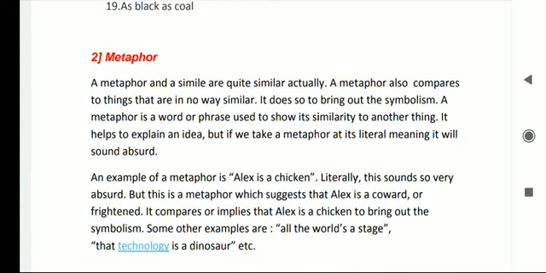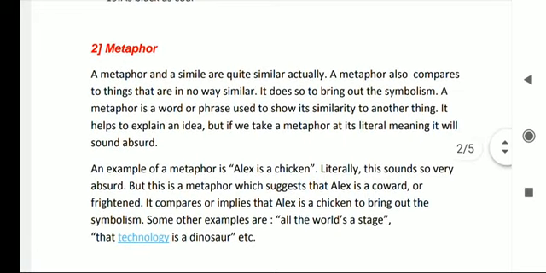This was simile. Now metaphor. Dear students, a metaphor and simile are quite similar actually. A metaphor also compares two things that are in no way similar. It does so to bring out the symbolism. A metaphor is a word or phrase used to show its similarity to another thing. It helps to explain an idea. But if we take a metaphor at its literal meaning, it will sound absurd.